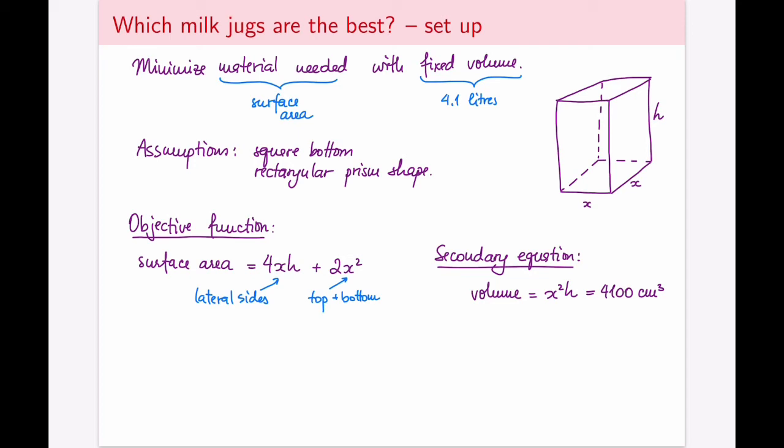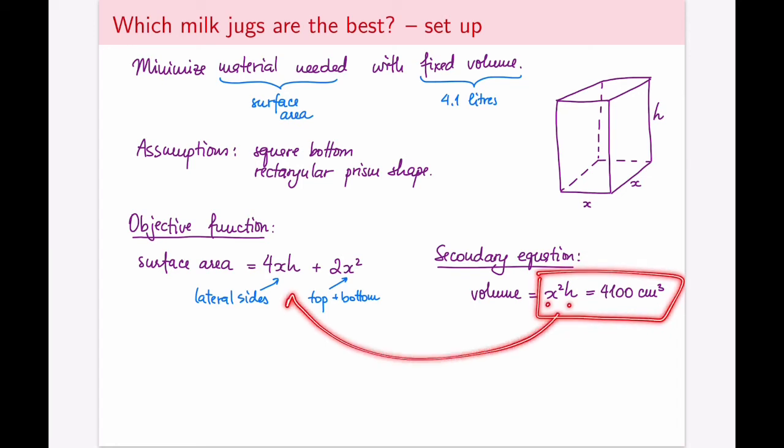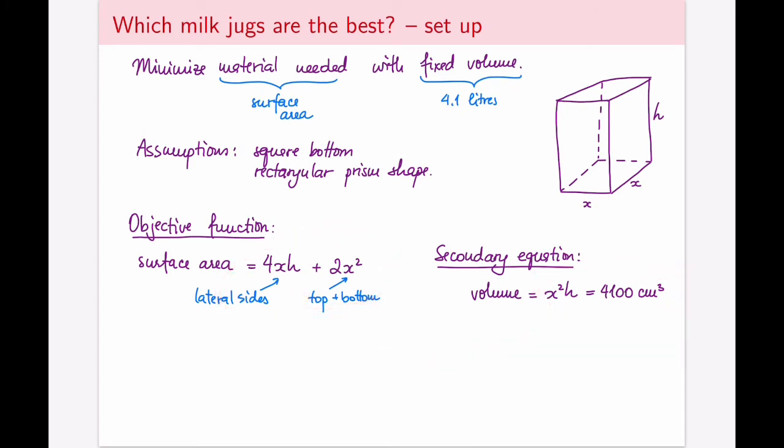You can of course pick another unit of measure like decimeters or something like that, but centimeter seems to be the most reasonable. So now the next step is I'm going to use this equation to solve for either x or h so that I can replace it in my objective function and end up with a function of only one variable. Now here we actually have a choice. Do we solve for x or do we solve for h? Notice that if we decide to solve for x, it's present in the square form, so solving for x will be more difficult. And therefore, the simpler solution seems to be to solve for h. So h from here would be 4,100 divided by x squared.